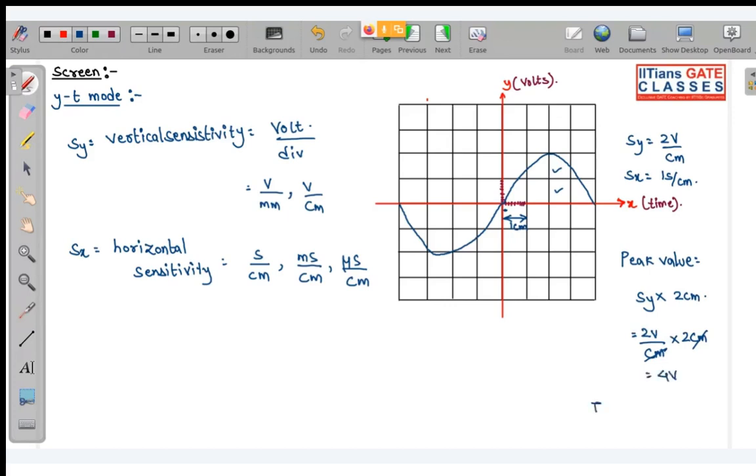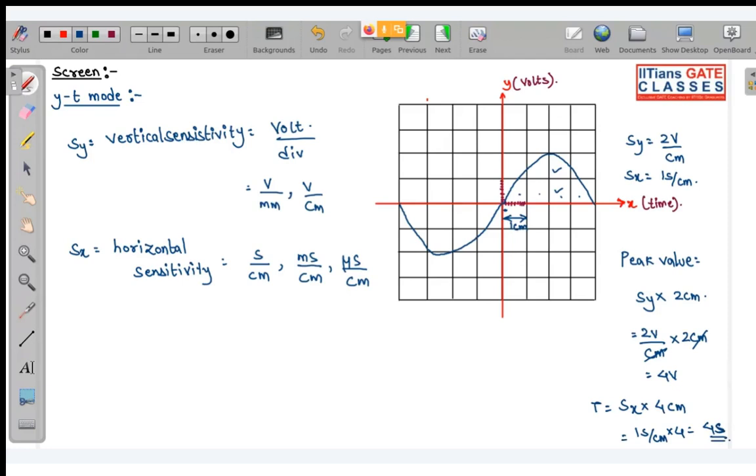If you want to calculate the time period, the time period is Sx into the number of divisions on the x-axis. That is 1, 2, 3, 4, so this is 4 centimeter. So this is 1 second per centimeter into 4, which is equal to 4 seconds. Okay, 4 seconds. Now, who said the time period is 4 seconds?